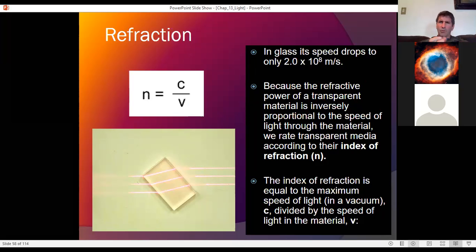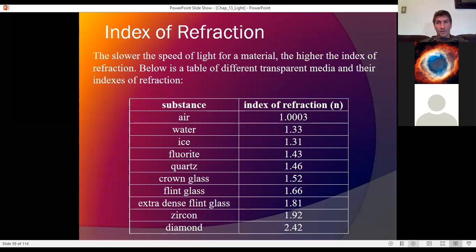So index of refraction kind of works backwards. The index of refraction is really the inverse of how quickly the light's going through the medium. The higher the index of refraction, the slower the light travels through there. Okay, so let's look at a few different materials and see how the index of refraction changes. All right, here is the index of refraction for air. Makes sense. There aren't many molecules in air. Air is mostly empty space, so it's not going to really change the speed of light very much.